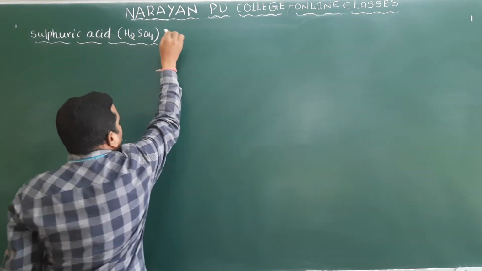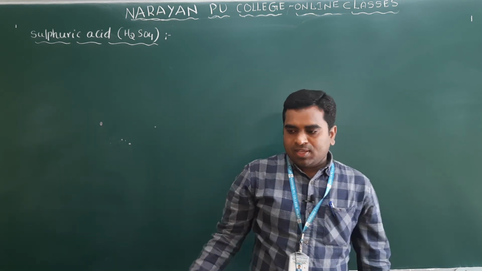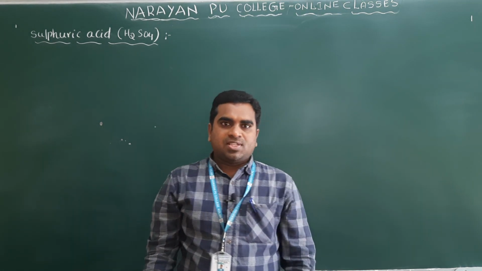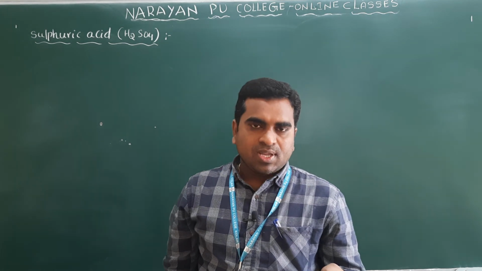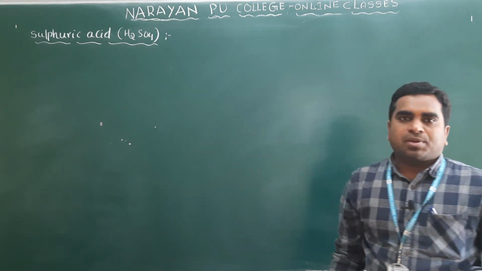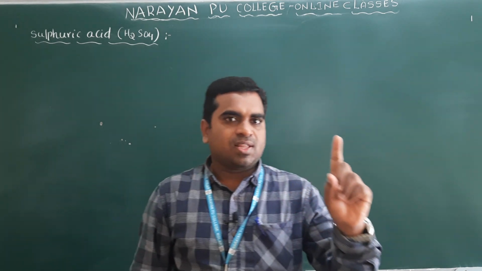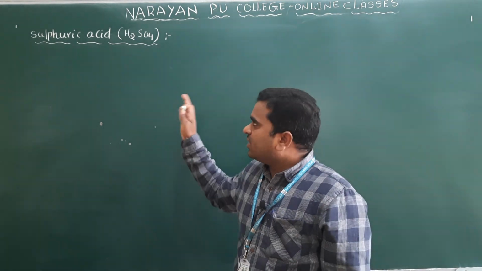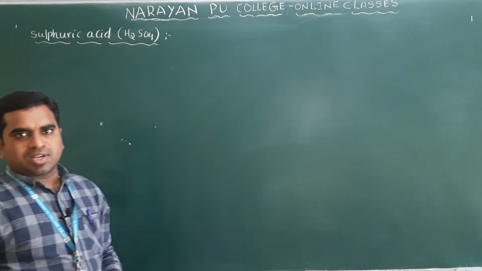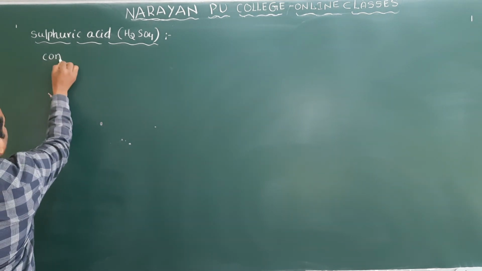This is a very important preparation for your PU examination for 3 marks. We have 3 processes: the Haber process, the Ostwald process, and the contact process for the preparation of sulfuric acid. Among these 3 processes, you will get one in the PU examination. If you know these 3 processes very well, then you will get the 3 marks. So next is sulfuric acid by the contact process.